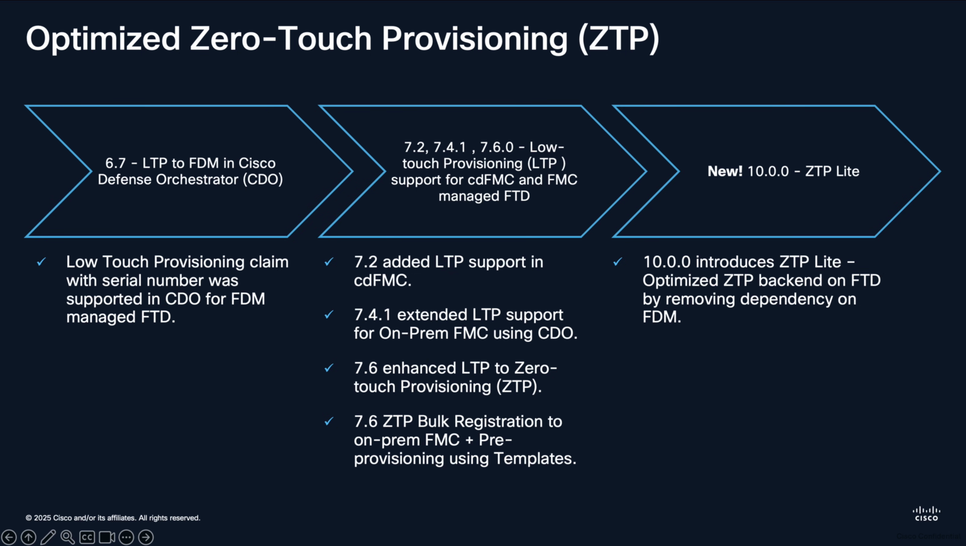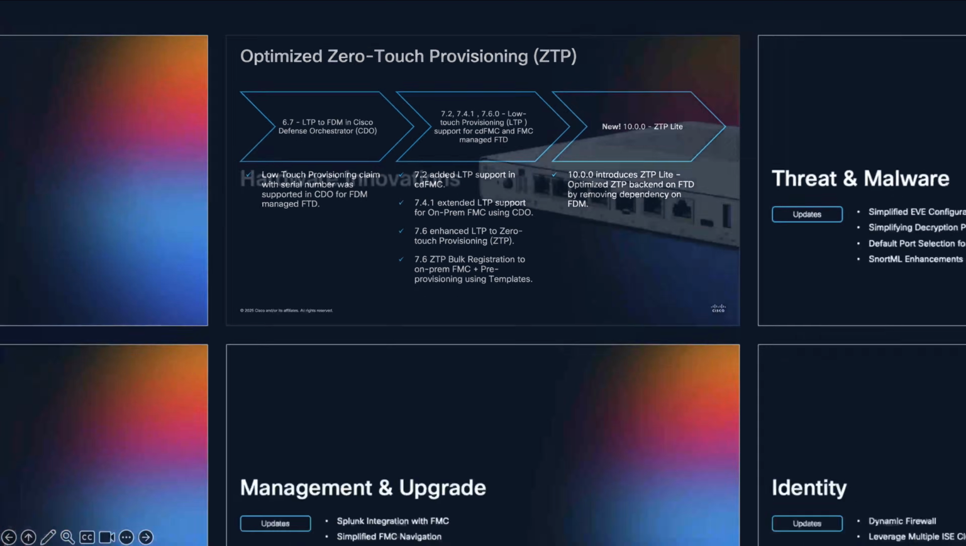So zero-touch provisioning is a feature geared towards the low to mid-end of the portfolio, but has really changed over the releases, with the goal to simplify the onboarding of firewalls with only having to input a serial number. Now it has been completely optimized to reduce onboarding time and remove the dependency of the local device manager to facilitate the onboarding of the device to Security Cloud Control or on-prem FMC.